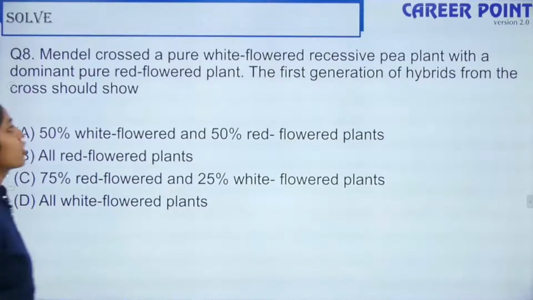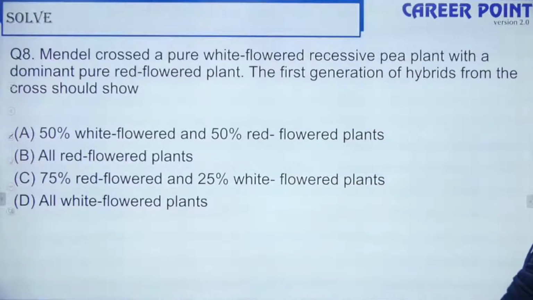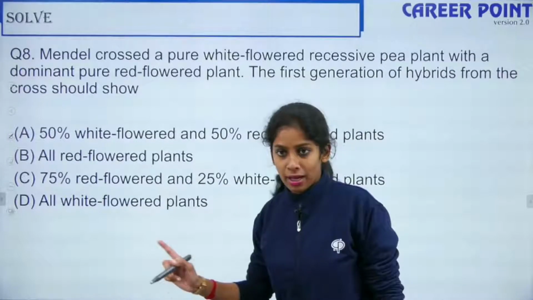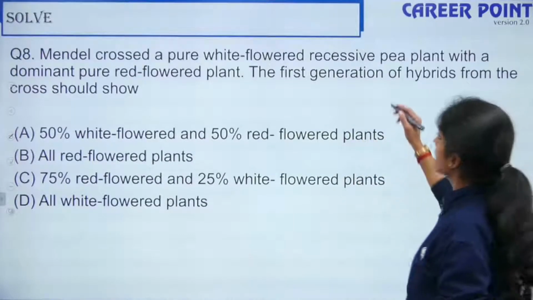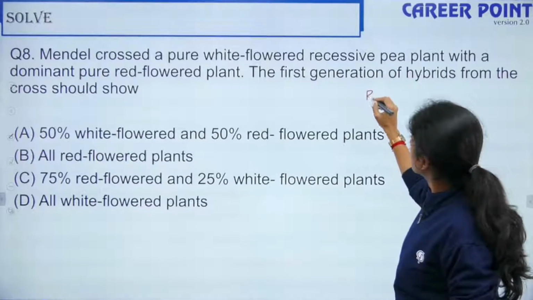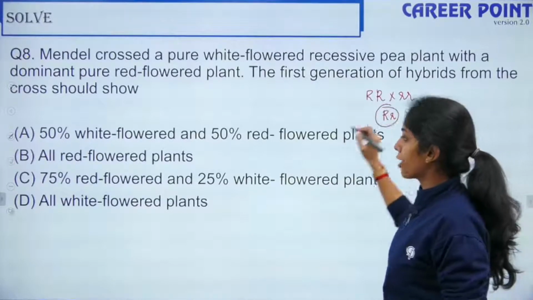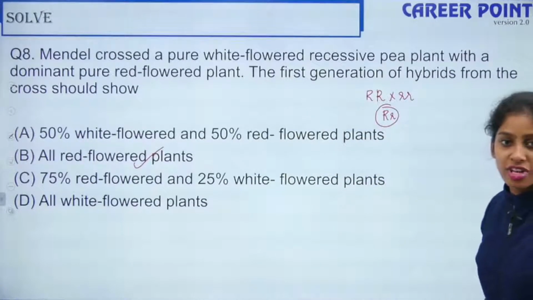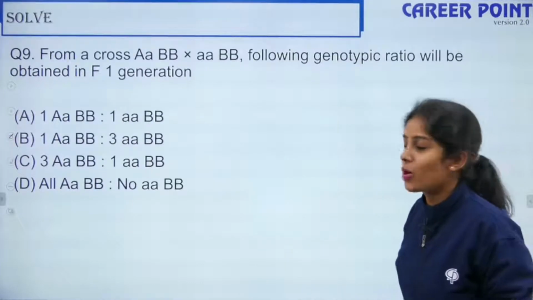So question 8, Mendel crossed a pure white flowered recessive pea plant with a dominant pure red color plant. The first generation of hybrids from the cross show. So he is taking a pure pea plant. So pea plant does not show incomplete dominance, right? So he took a white colored recessive pea plant, and red color was dominant. So in the F1 generation, all will be red flowered plants. So we are asking in the first generation. So here everything will be your F1 plants, and the dominant one is red plants.